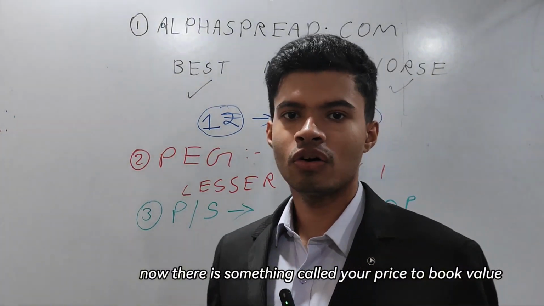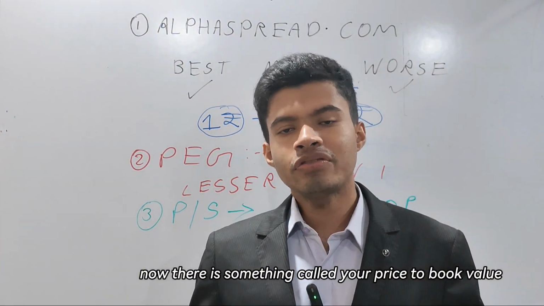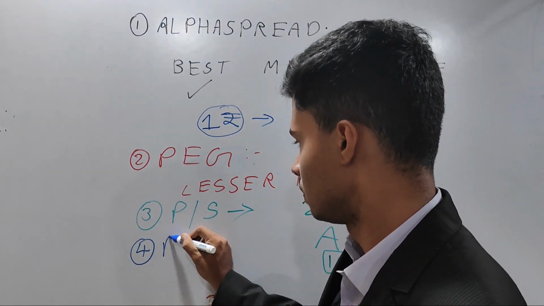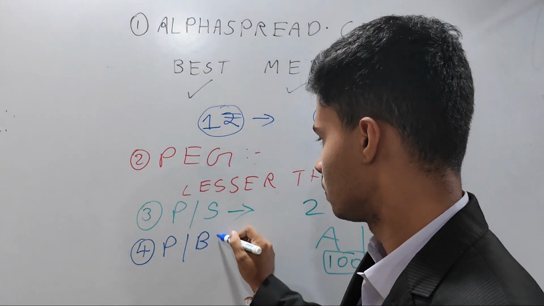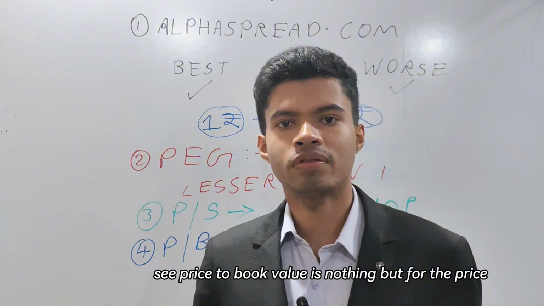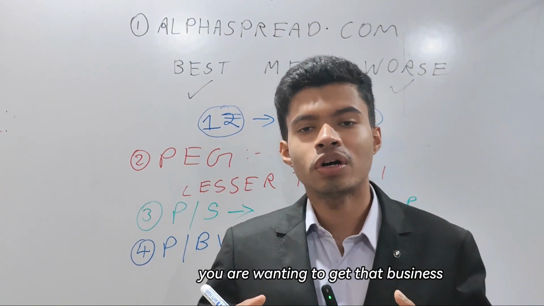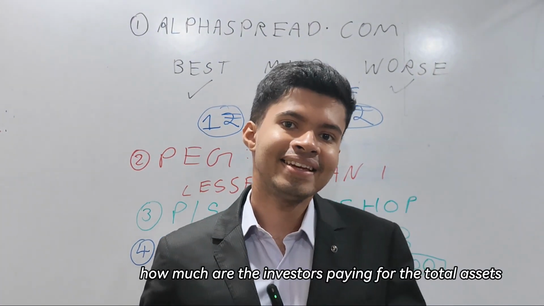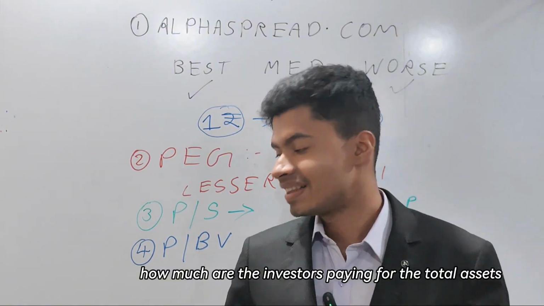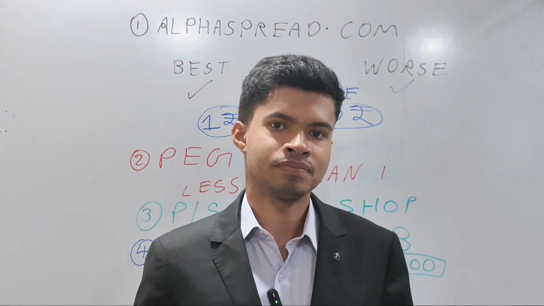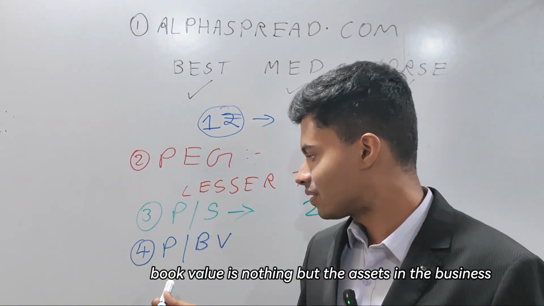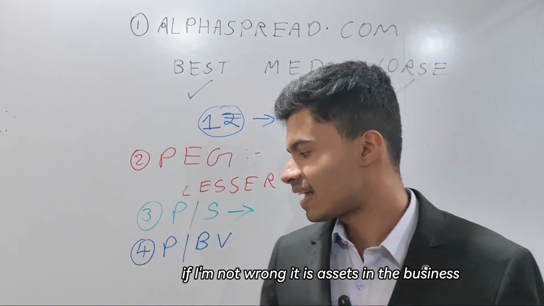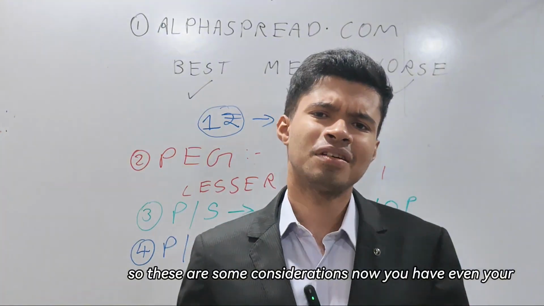Now there is something called your price to book value. Now what is this price to book value? See, price to book value is nothing but for the price you are wanting to get that business, how much are the investors paying for the total assets. Now book value is nothing but the assets in the business. If I'm not wrong, it is assets in the business. So these are some considerations.